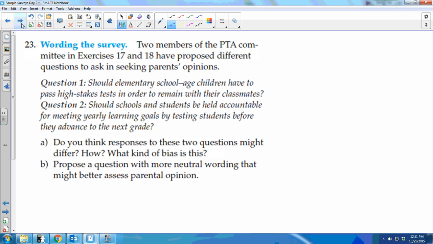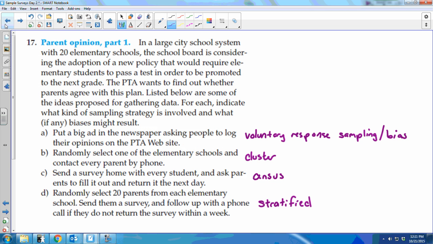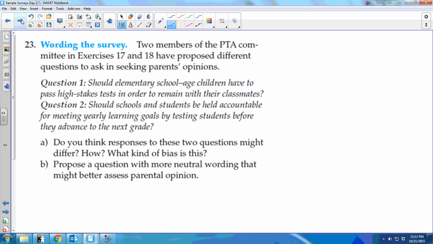So part B says propose a different question. Why can't we just say, the school board is considering the adoption of a new policy that would require elementary students to pass a test in order to be promoted to the next grade? Do you agree or disagree? What's wrong with that? You want to be straightforward and give them the spiel. You don't want to word it in such a way that everyone's confused and you're swaying them to a specific opinion. Okay.